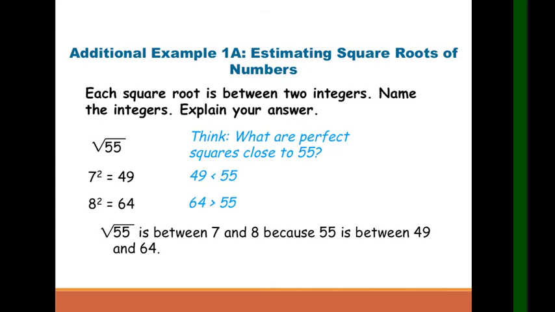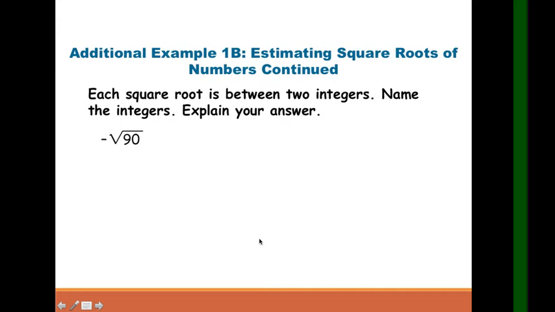So therefore, square root of 55 is between 7 and 8 because 55 is between 49 and 64. So yung answer dito ay between 7 and 8. Yun yung dalawang integers na malapit sa square root of 55. Okay? Another. Negative square root of 90.